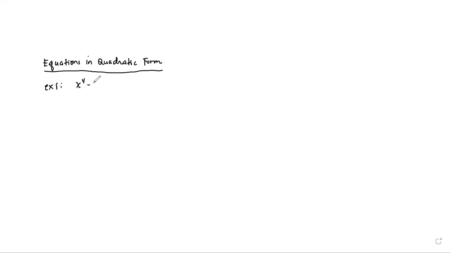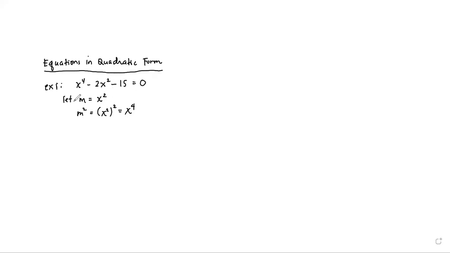Let us solve x to the fourth minus 2x squared minus 15 equals 0. Observe that this equation is of degree 4, which is not a quadratic equation. However, we can let a dummy variable, let's say m, to represent x squared. So why are we choosing x squared? Because if we square both sides of this equation, we're getting m squared equals the square of x squared. And the square of x squared is x raised to 4. So every occurrence of x to the fourth will be replaced by m squared, and every occurrence of x squared will be replaced by m.